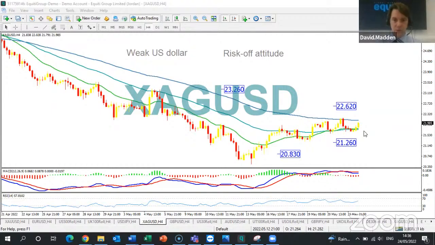If we do look to continue on from here, where can we target? Well, we could be looking to target this region here around 22.65, and a break above that could see a target of this zone here at 23.26.